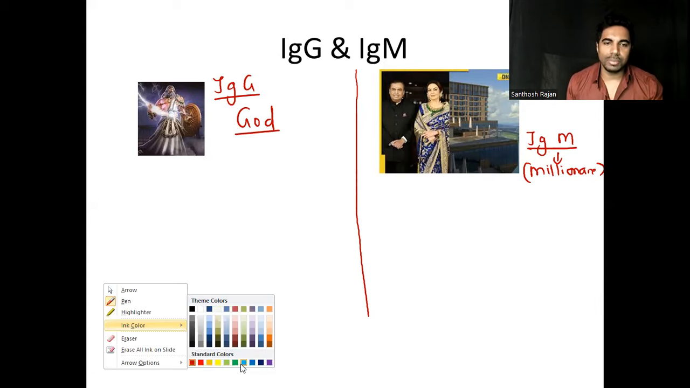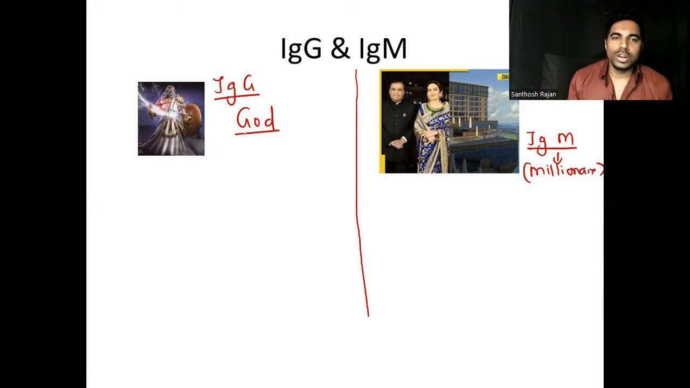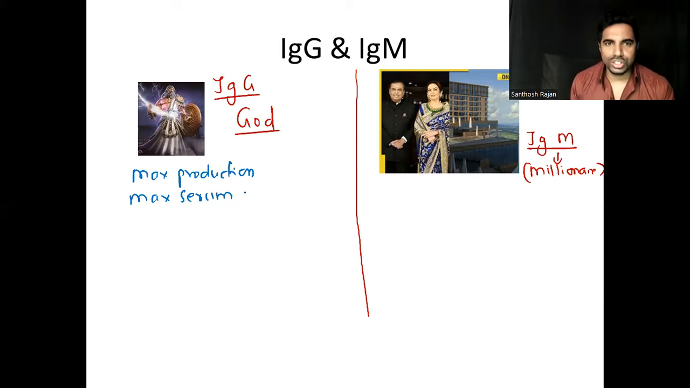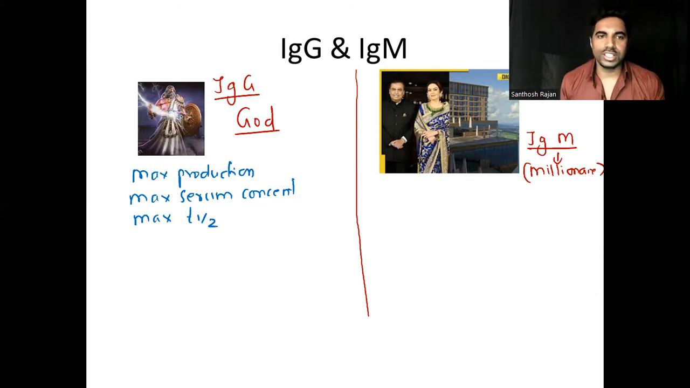You already know very well about these immunoglobulins. God is everything. That means maximum production, maximum serum concentration, and maximum half-life. Bhagwan is everything. God is everything, so all of this maximum is IgG. IgG is maximum. Okay?